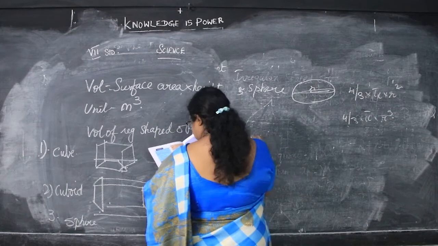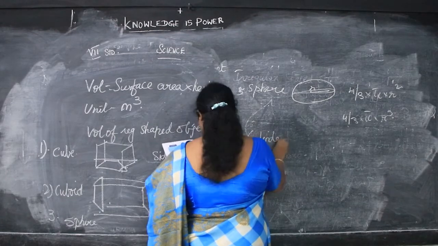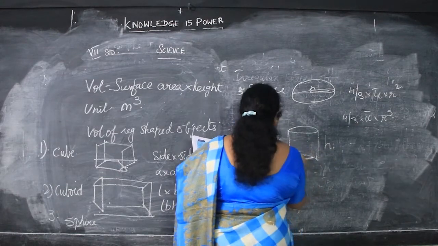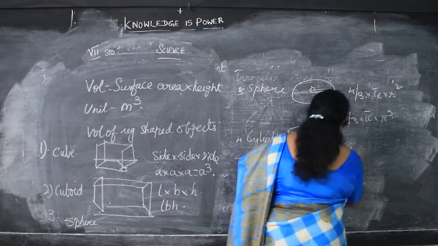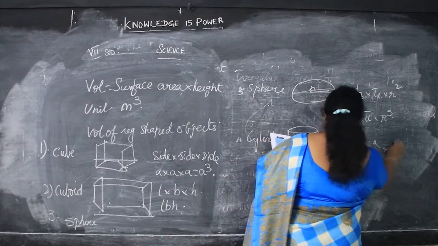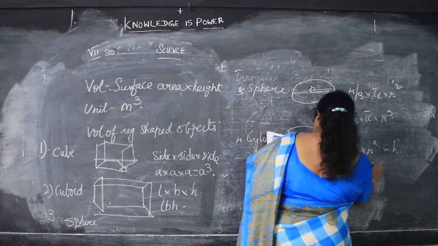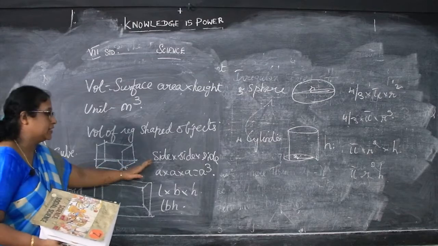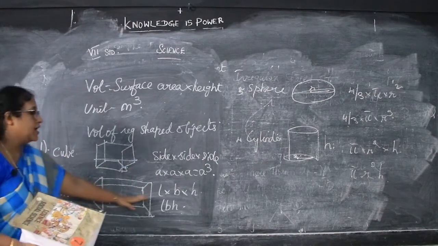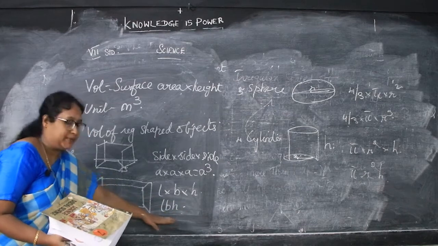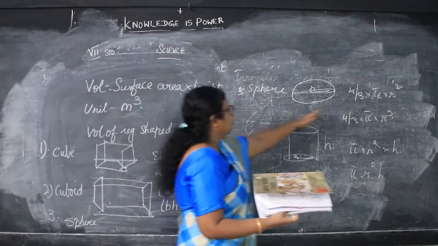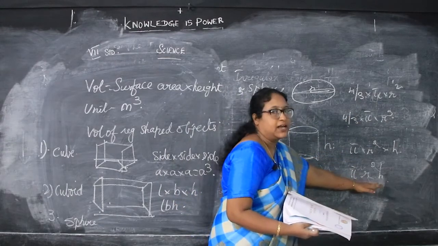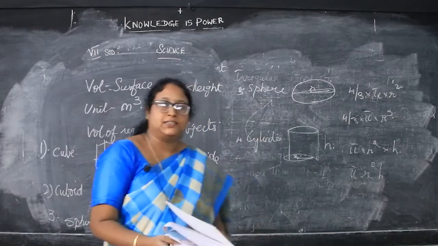Then next is the cylinder, with height and radius. So pi into r squared into height, that is pi r squared h. So in this you have seen the cube, side into side into side, a cubed. Then the cuboid, length into breadth into height, LBH. In the sphere, 4 by 3 into pi r cubed. And for the cylinder, pi r squared h. Now this we will see in the next class, students. Thank you.